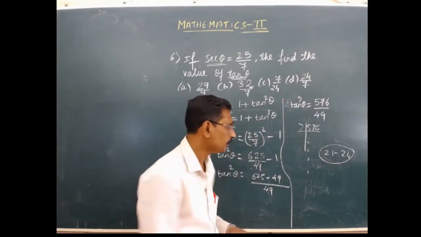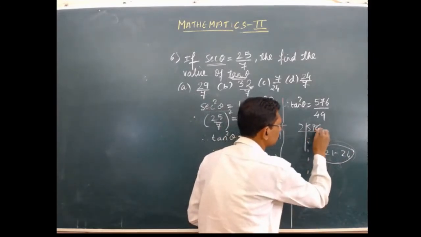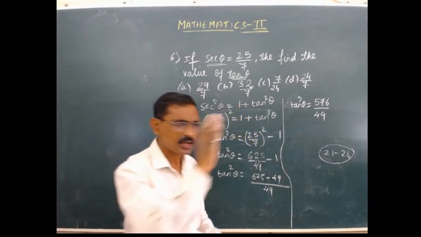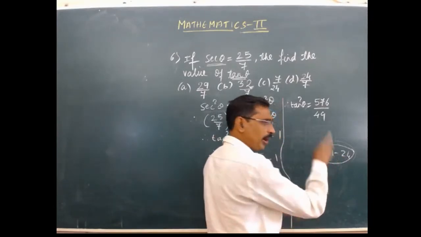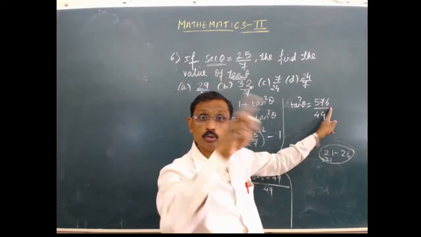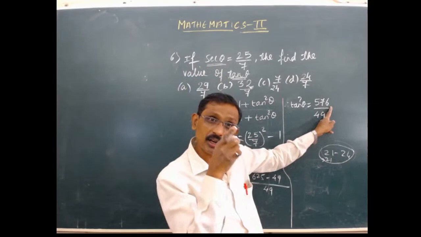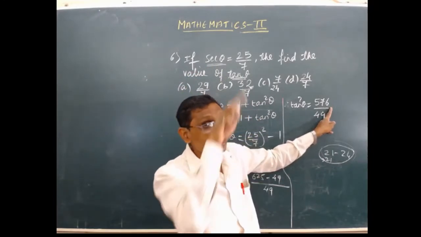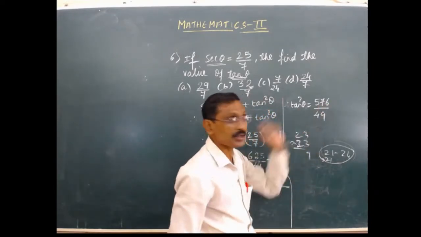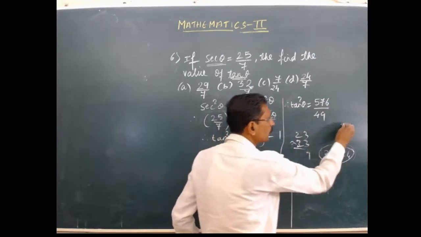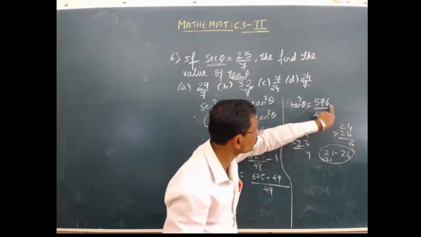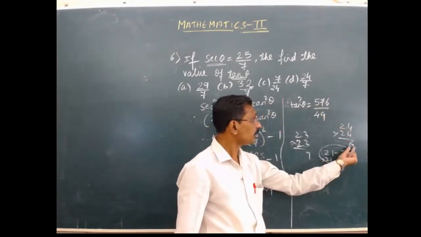Now, how to solve this? See, look at the last digit. What I have with me is 576. I said 21 to 24. 21 ones are 1, no use. If I take 22, 2 twos are 4, no use. If I take 23, 3 threes are 9, no use. But if I take 24 into 24, 4 fours are 16, that means my units place is matching here. This is the trick that we can find easily.